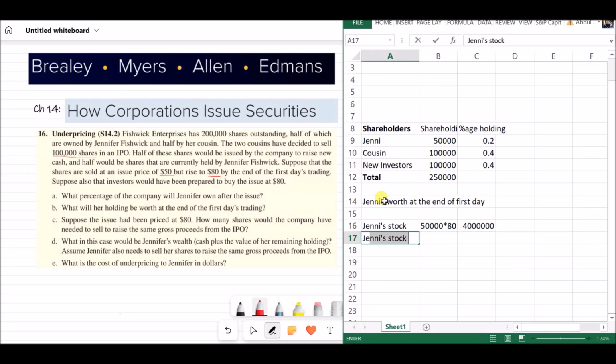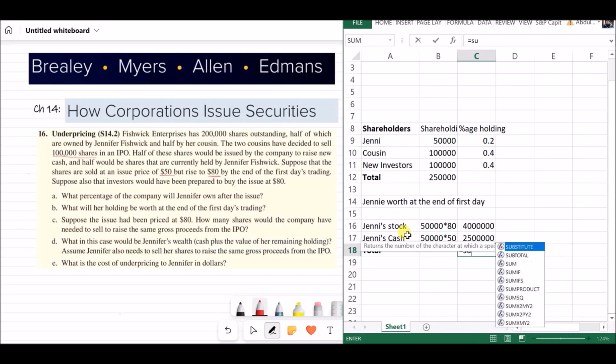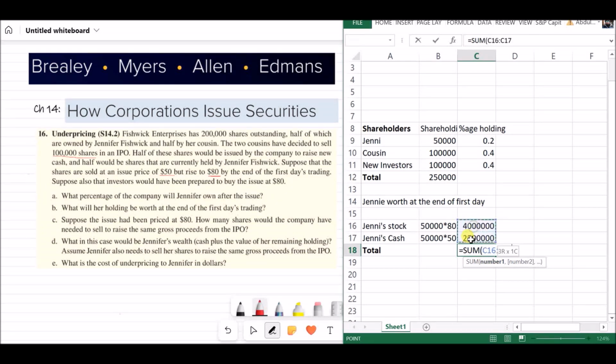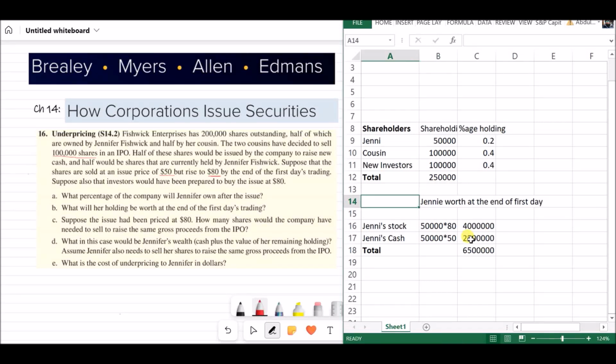Then Jenny has some cash which she got from the sale of the stocks. So she sold 50,000 shares, and each share's price was 50. So how much she got from this sale is 2.5 million. So what is her total wealth? So we can just add these two numbers, and that will be her total wealth at the end of the first trading day.